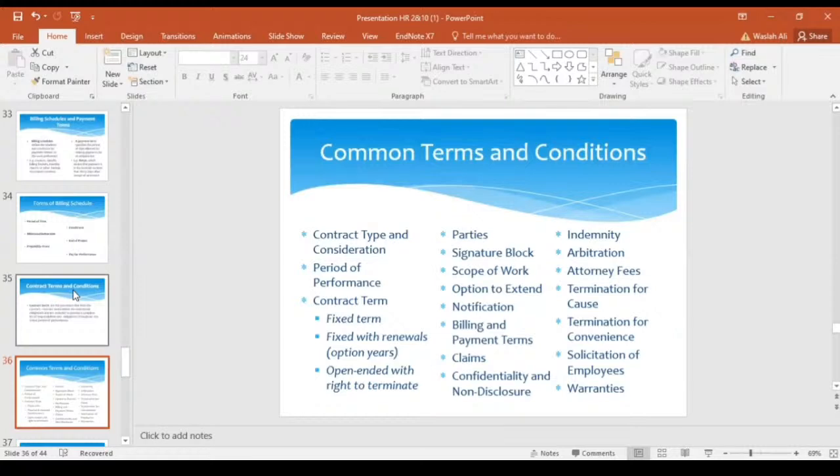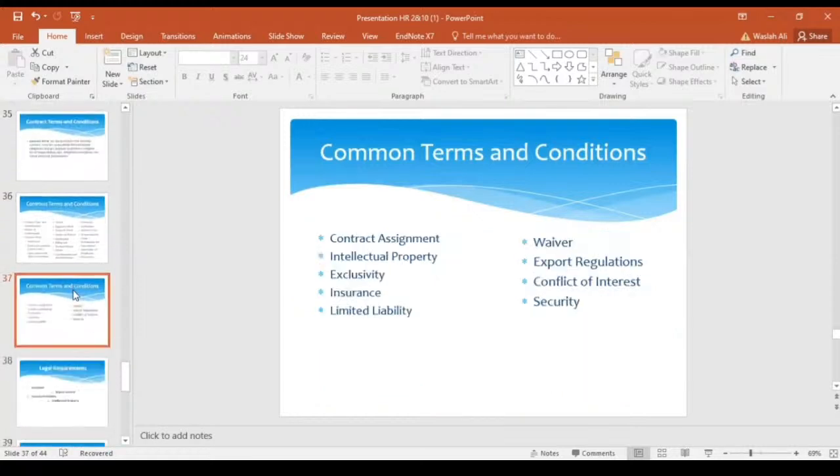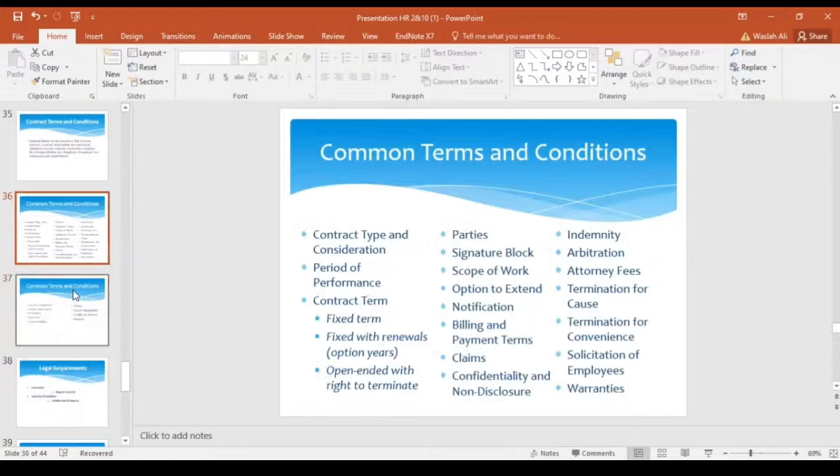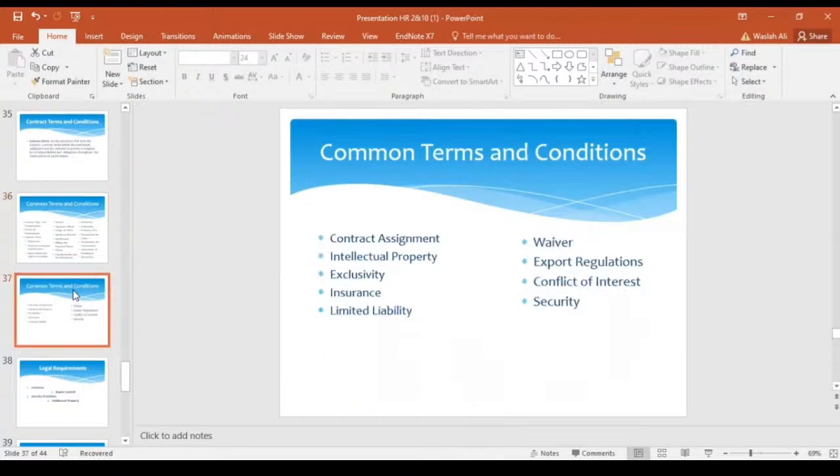Then we have contract assignment. In this type of term, the rights of each party to transfer the contract to another party are listed. Similarly, we have intellectual property. Any legally protected product of the human mind is listed in this intellectual property. For example, computer codes and lab tests.